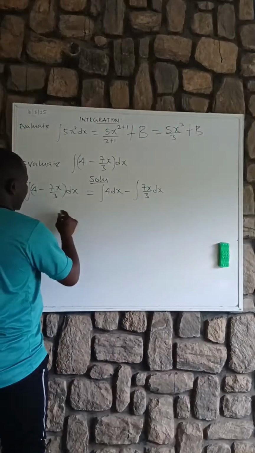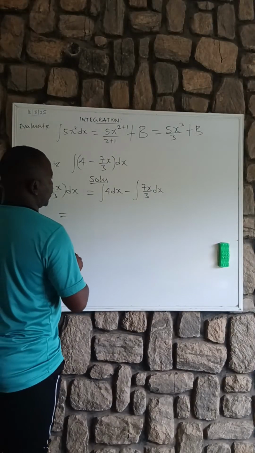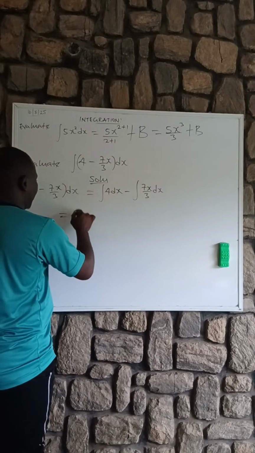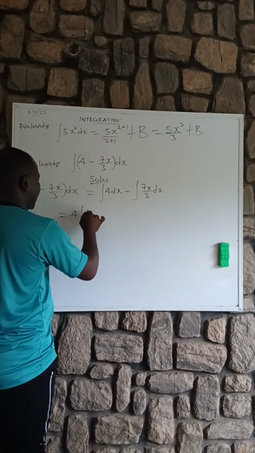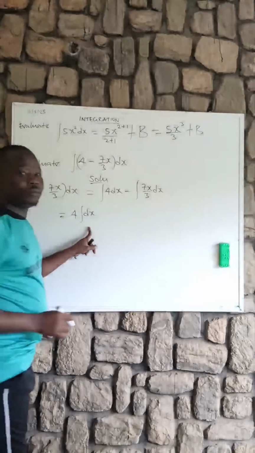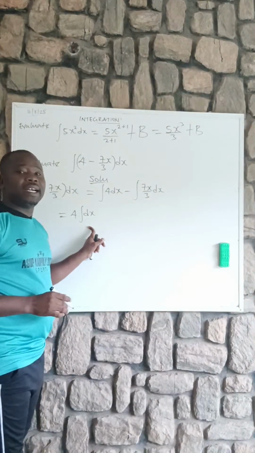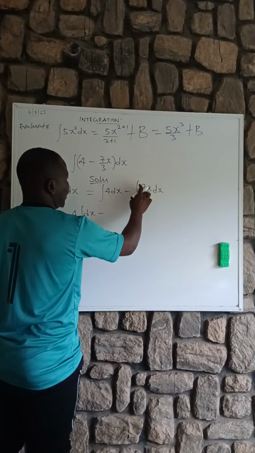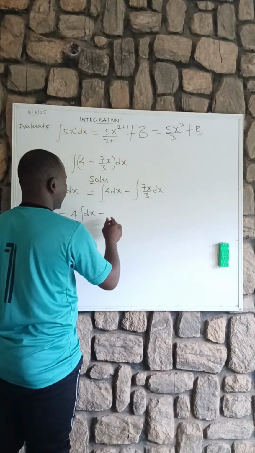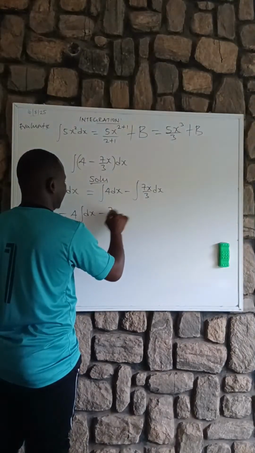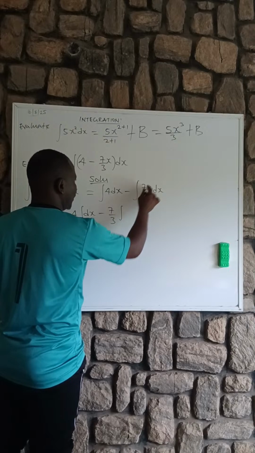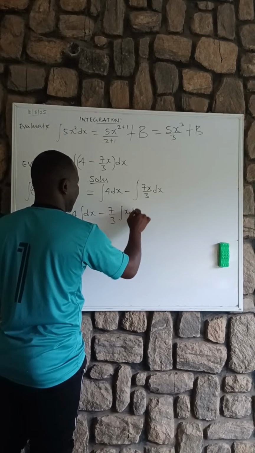So if you agree with me, this is equals to, this is a constant, we can factor it out. We can bring 4 out from the integral to have it in this form so that it will be easier for you to integrate. Then here we have a constant 7 all over 3. We bring it out, 7 all over 3, so that it will be easier. So here we have x dx.